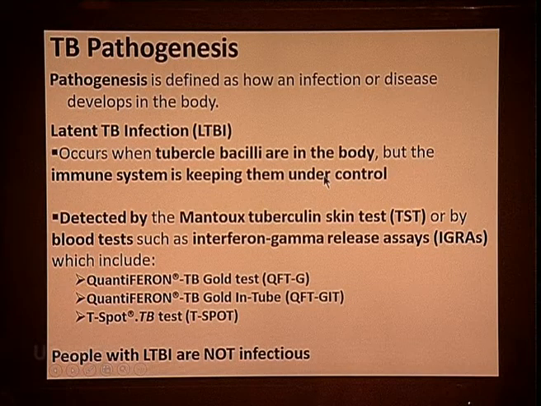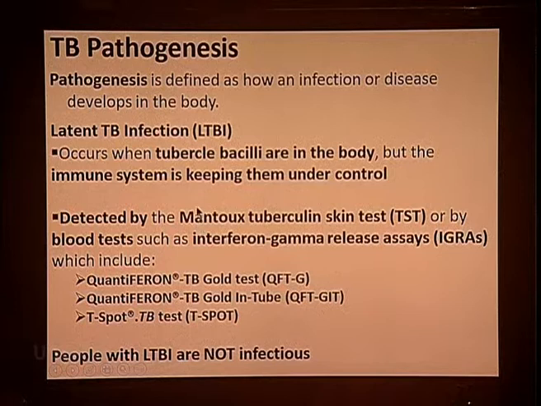Now, the pathogenesis, that is the development of the TB disease, that's also a very interesting aspect. Sometimes it may happen that the bacteria has entered the body of an individual, but no disease manifestation is there because the immune system is keeping the bacteria under control. Here there will be no symptoms, and we call it LTBI or latent TB infection. So it can be detected by the tuberculin skin test or the Mantoux test, or by blood tests where you detect interferon gamma release assays, or in short IGRAs. They are of several types like the QuantiFERON TB Gold test, QuantiFERON TB Gold In-Tube, and the T-SPOT TB test. We will discuss the mechanisms later. It is important to know that people with LTBI are not infectious.